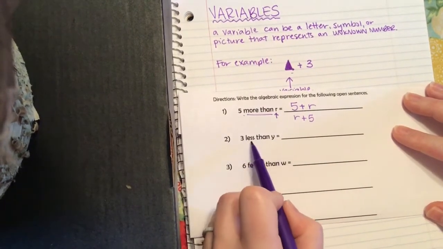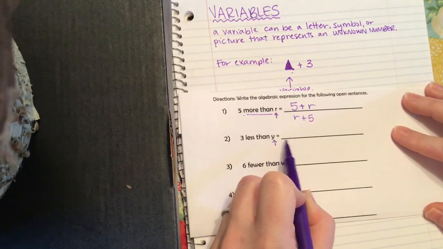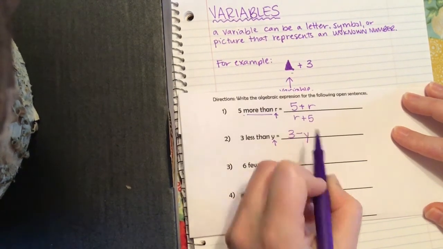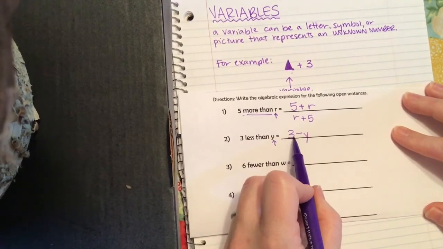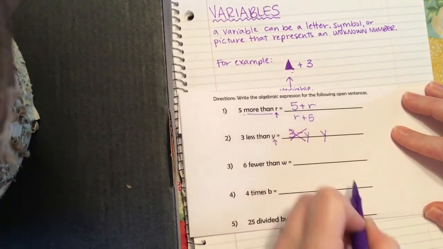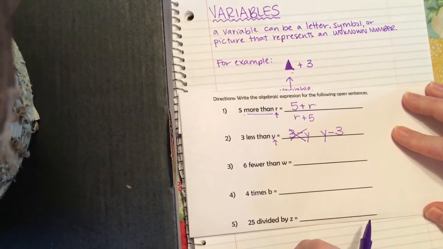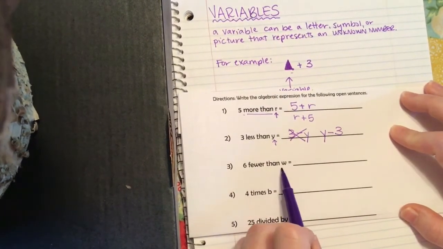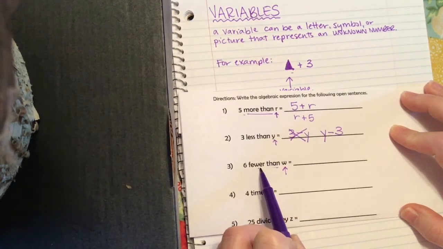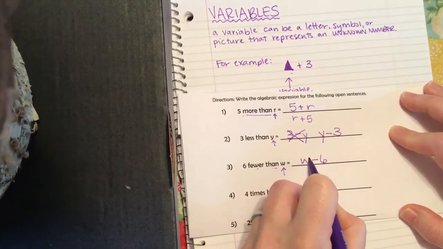The next one says 3 less than Y. Y is my variable, and I need 3 less than Y. So don't be fooled into thinking I'm going to say 3 minus Y. That's not correct. That says Y less than 3. So make sure we've got Y, and then I'm going to be 3 less than that. Number 3 says 6 fewer than W, similar to number 2. W is my variable. Fewer than means I'm going to be subtracting, but I'm subtracting 6 from my variable W.